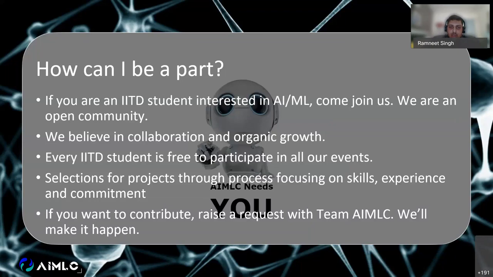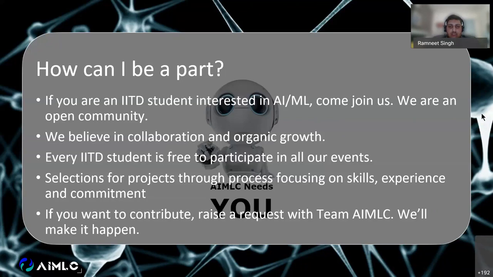Another important part is that we don't want this to be a one-way flow between us and you. We understand that there are a lot of people in the community doing amazing work who would want to showcase it, or create something new. So if you want to take a tutorial on a particular topic, showcase your recent research paper, or you have an idea for a project that we haven't thought of, please raise a request with our team. We're going to have hostel WhatsApp groups.